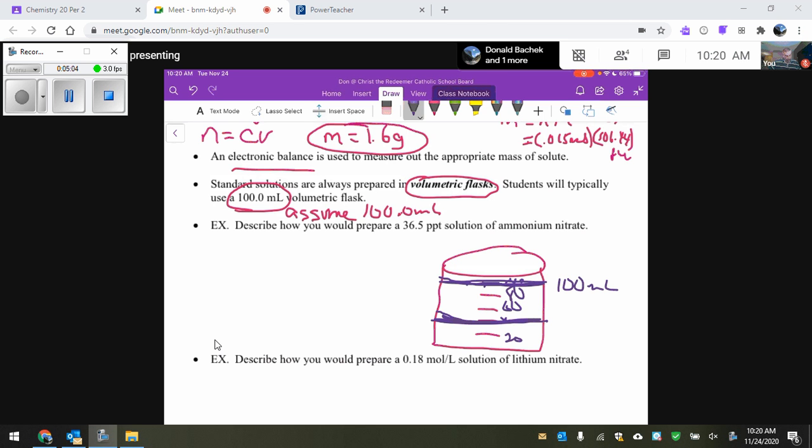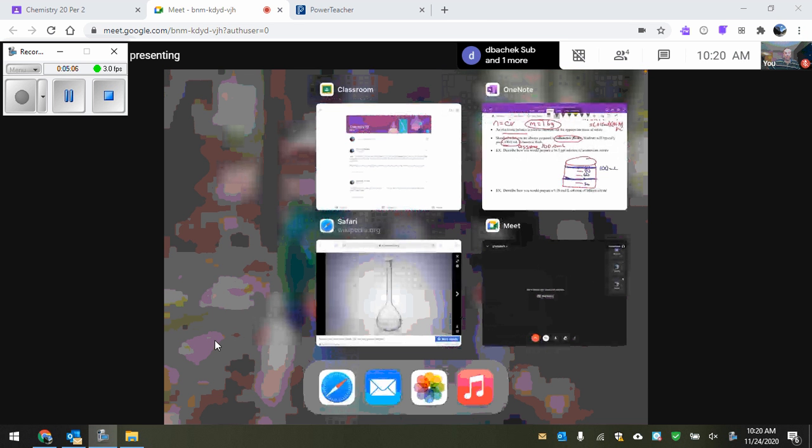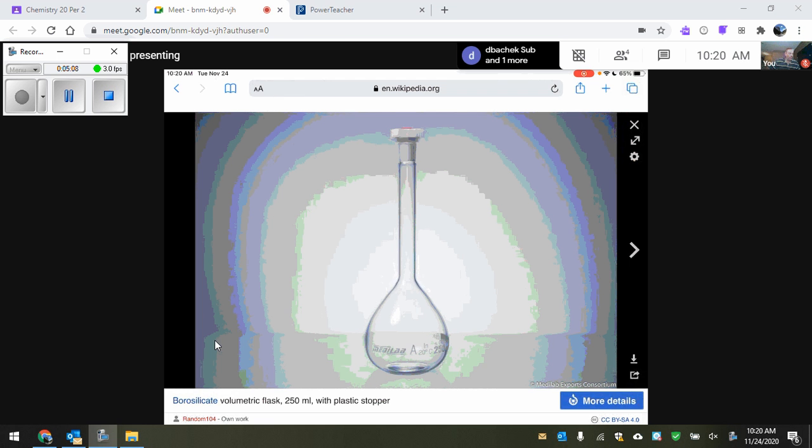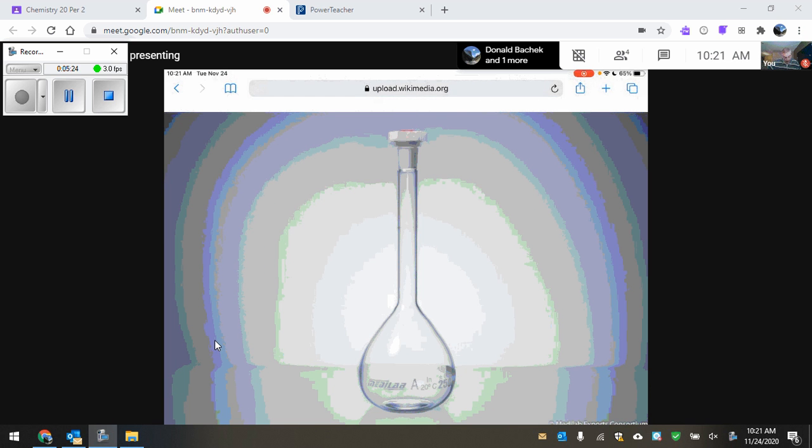And if you bear with me for 1 second, this is what a volumetric flask would look like. Hopefully you guys can see that okay-ish. Yes, no? Yeah, okay. Now, things that you're not going to see here, and I don't know if this is going to work or not, but no, it's not. Oh, it's even better now.